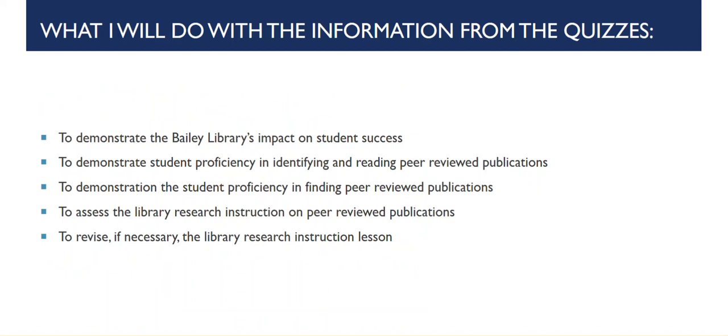So what will we do with the information once we have this? It's to demonstrate the Bailey Library's impact on student success. It's to demonstrate their proficiency of identifying and reading peer-reviewed publications. Also to demonstrate student proficiency in finding peer-reviewed publications. It's to also assess the library's research instruction on peer-reviewed publications. And then even as we assess it, what do we do? Depending on what kind of results we have, we go back and, if we need to, revise our library research instruction. That's going to be the outcome.